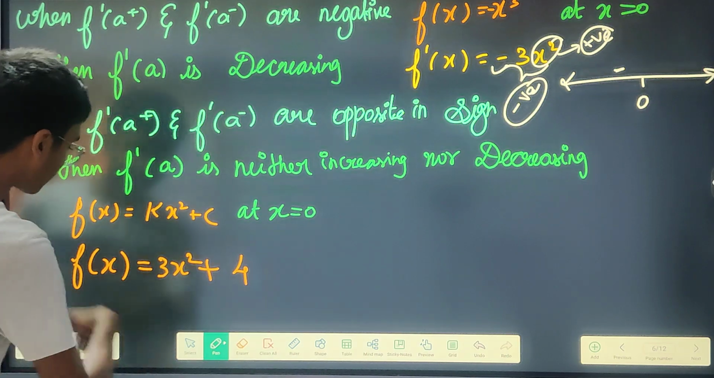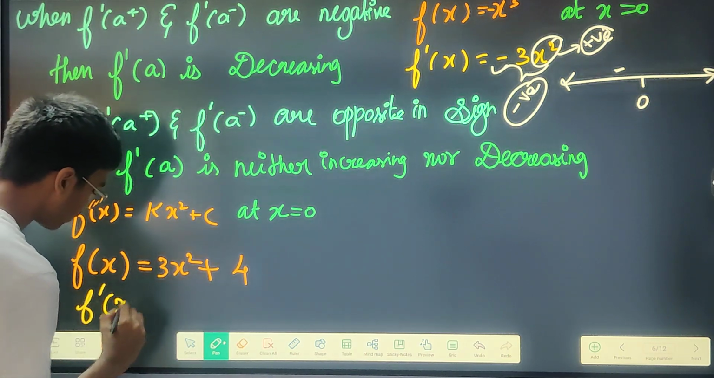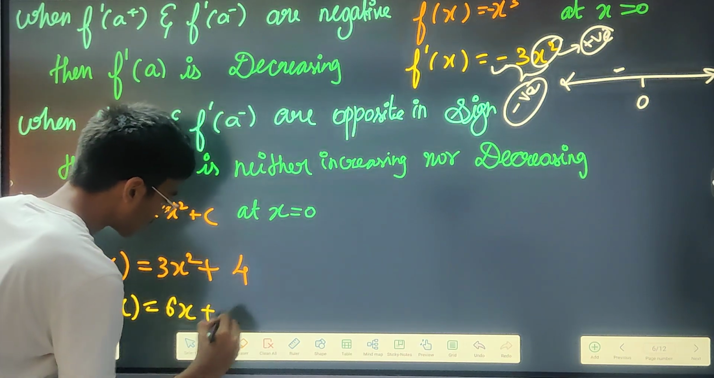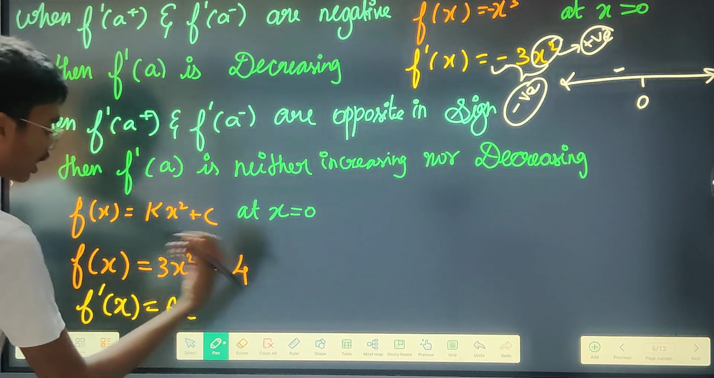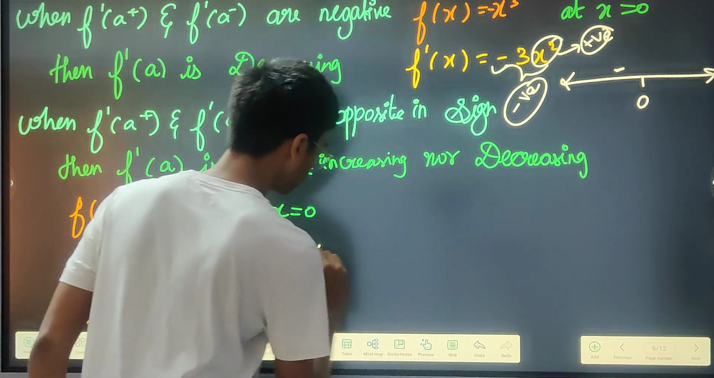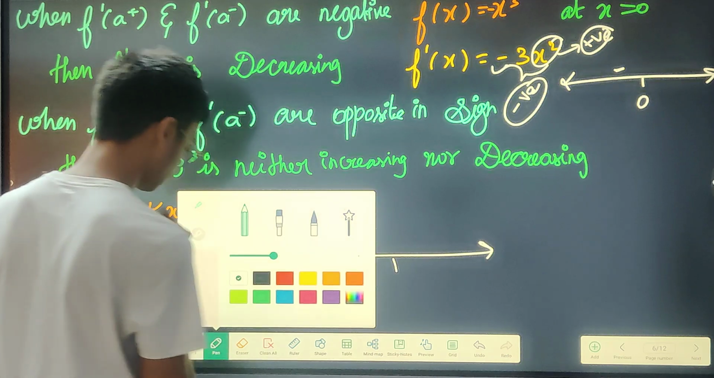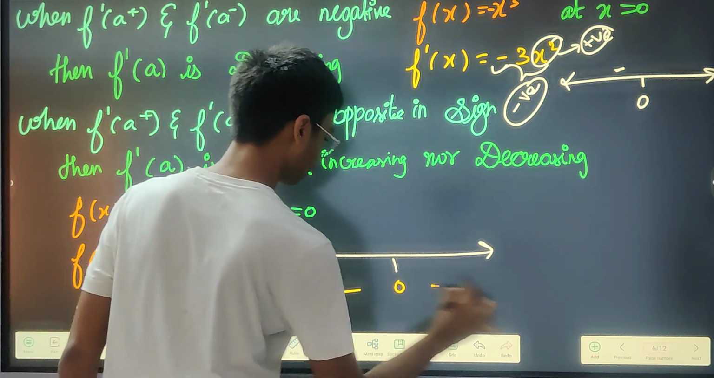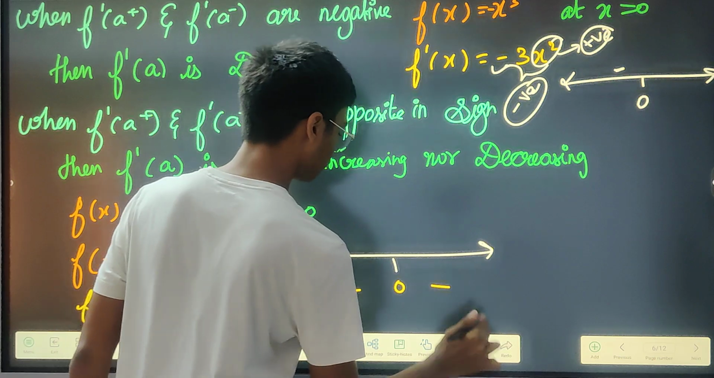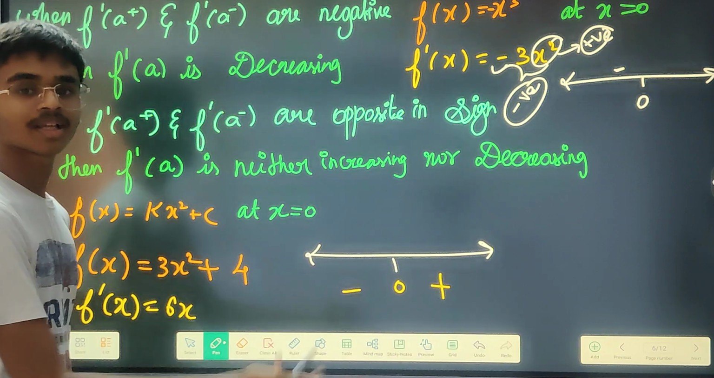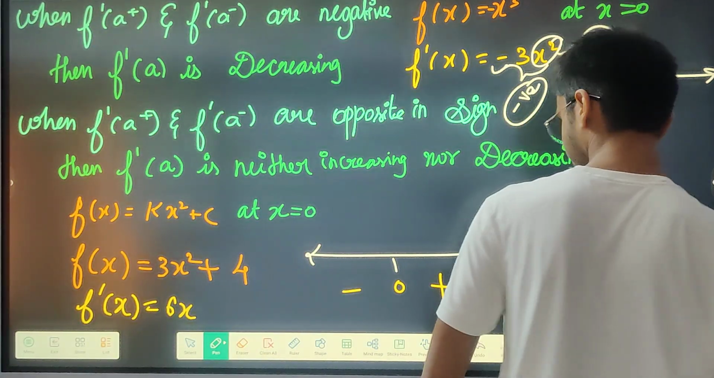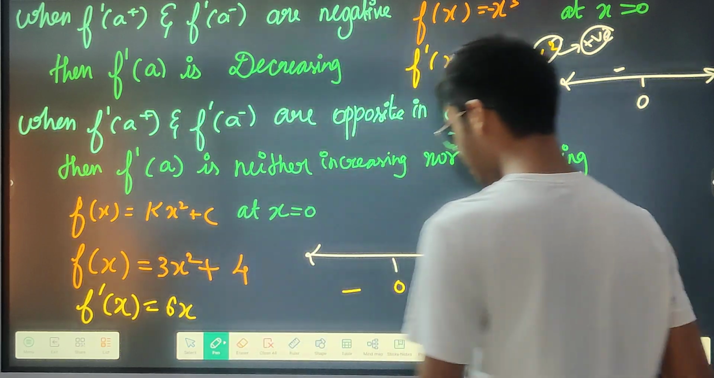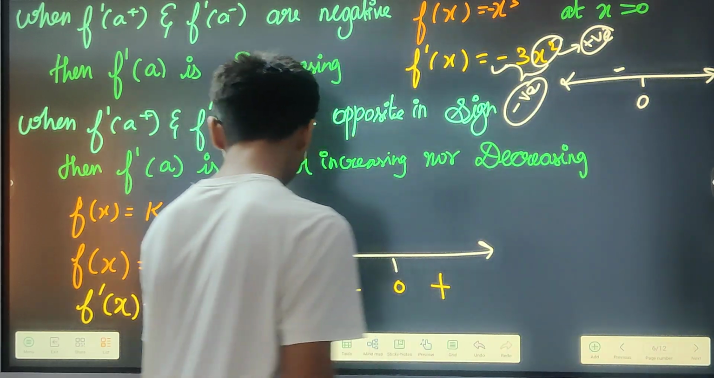So now you are having it like this. Now f dash x is equal to 6x plus 0. So 0 we will take. All you have to do is, at x is equal to 0 now, here only 0, here minus, here plus. Both are there. So it is neither increasing nor decreasing. Hence it is non-monotonic.